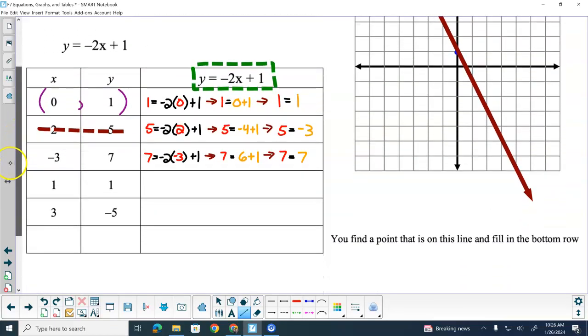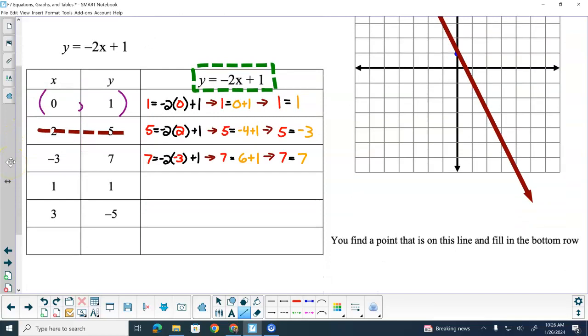1, 1 is the next one. Well, visually, is 1, 1 going to be on our graph? What do you think, Tom? No, because it's right 1, up 1 isn't on my line, right? Okay. So algebraically, let's prove that then.